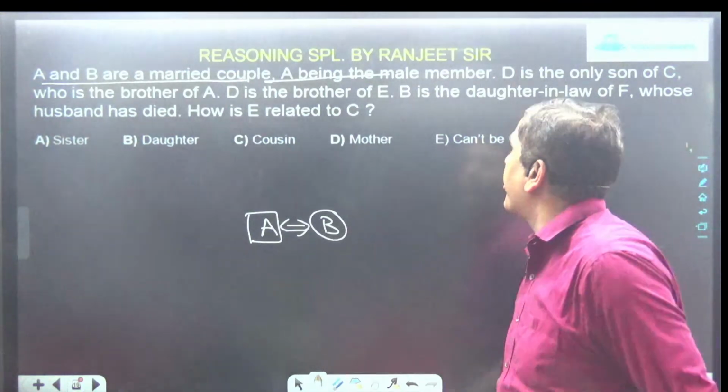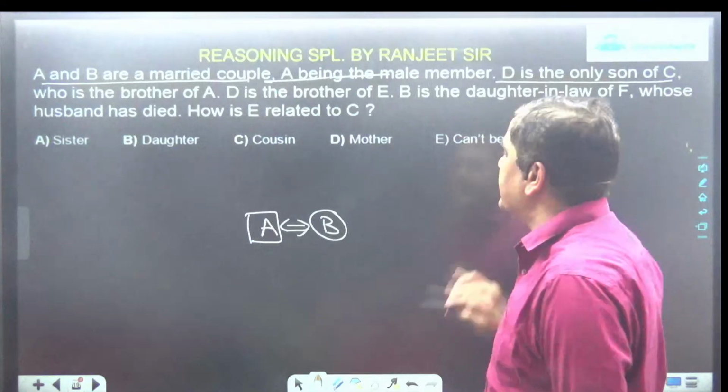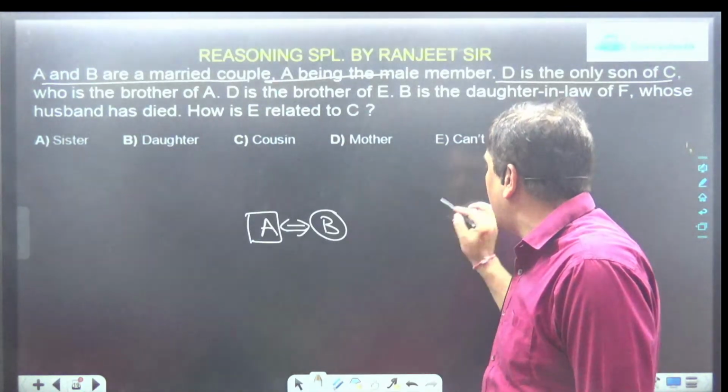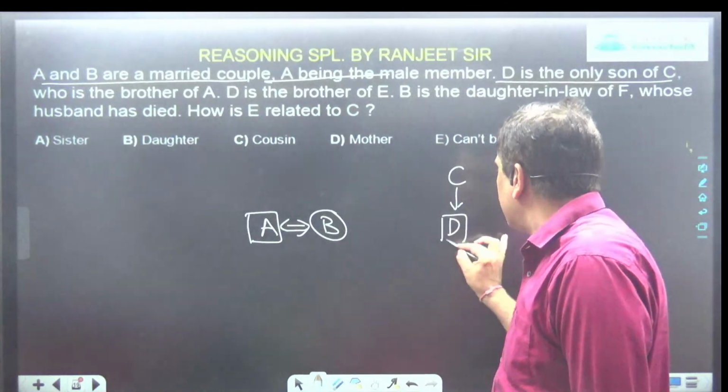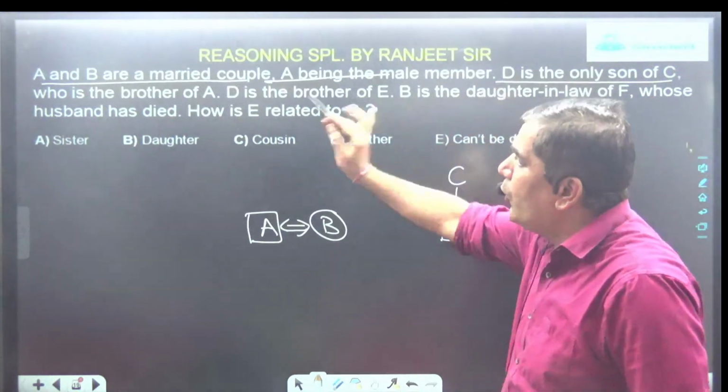Okay, next one. D is the only son of C. So they are saying D is the only son of C. So C will have one son, D. D is the only son of C. Who is the brother of A?